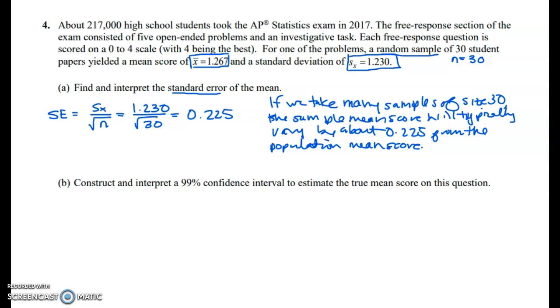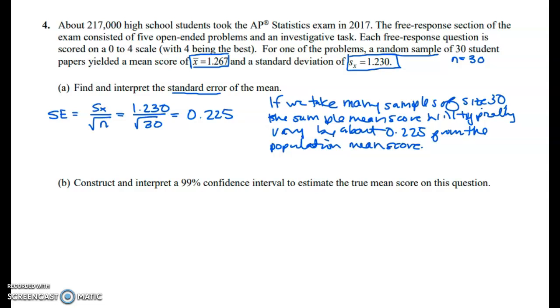So again, this is our sample mean, this is how much it varied by. We expect that if we take samples of size 30, we expect the mean of these samples of size 30 to vary from the population by about 0.225 in terms of the score.